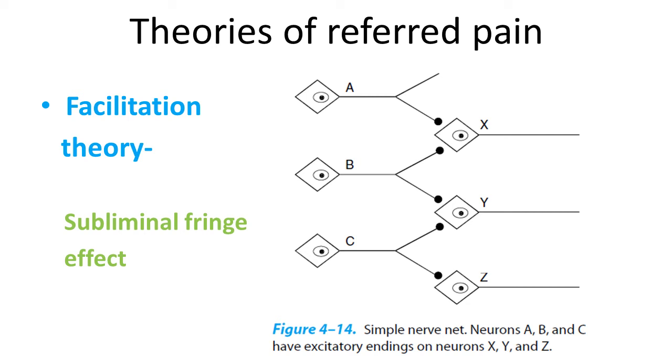Now, the effect of depolarization in X caused by the impulse in A is facilitated due to activity in B. Here, Y has not fired, but its excitability is increased. Now, it's easier for activity in the neuron C to fire Y with an EPSP. So, Y is therefore said to be in the subliminal fringe of X.